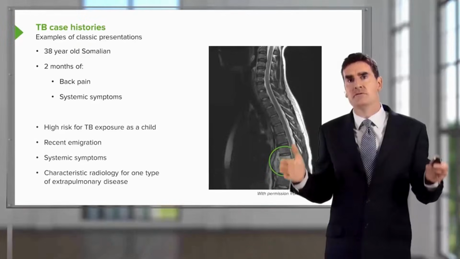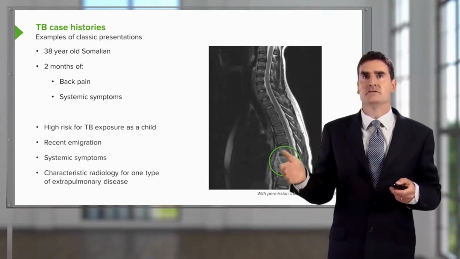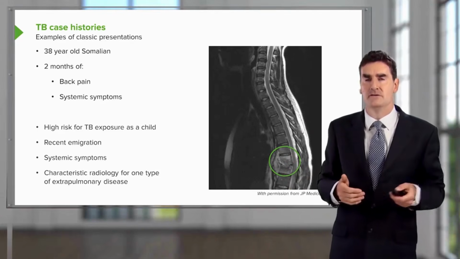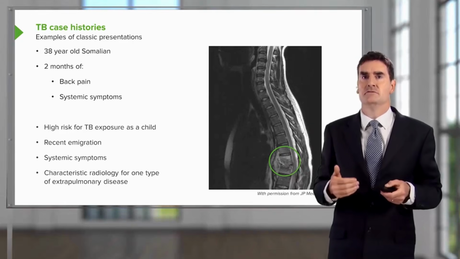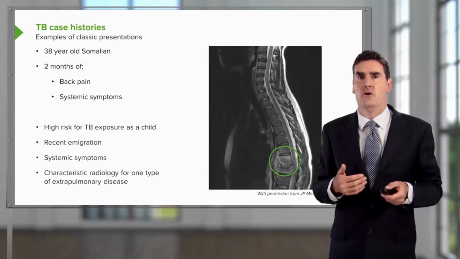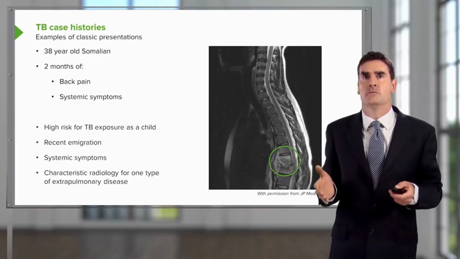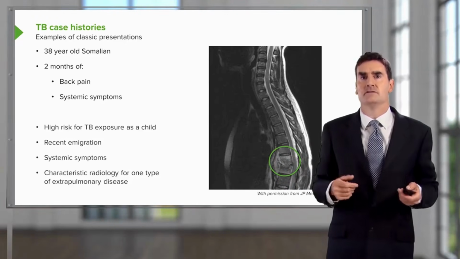So again, we have somebody from a high-risk area, sub-Saharan Africa, so therefore has been exposed to tuberculosis as a child, quite likely to have been. Recent emigration, which is a risk factor. Systemic symptoms, which are very indicative of active inflammatory or infective disease, tuberculosis being one of the common causes, and a characteristic radiology.